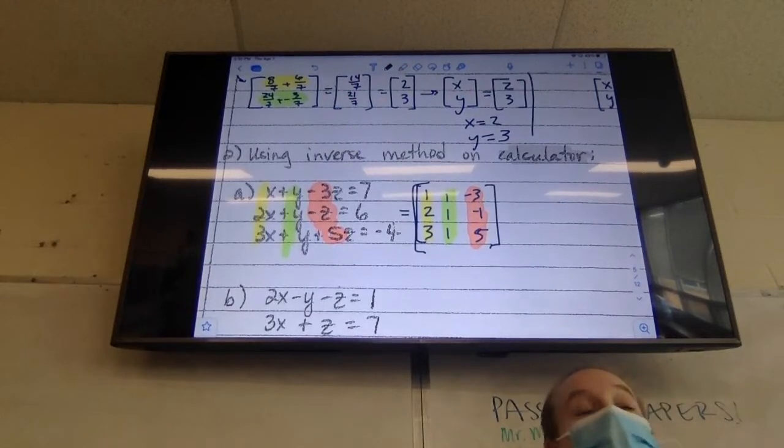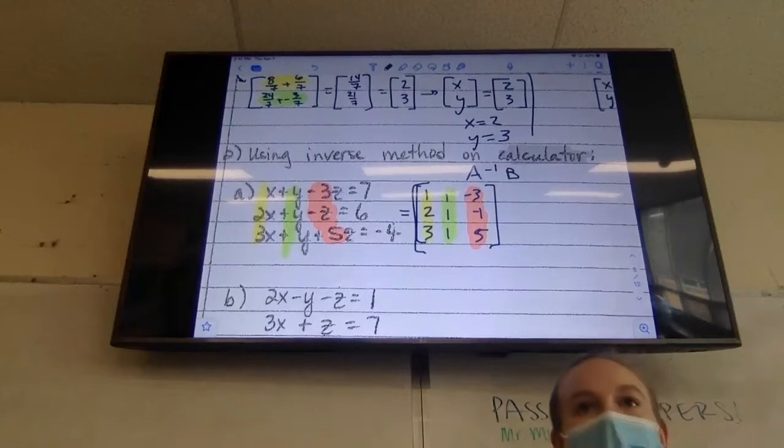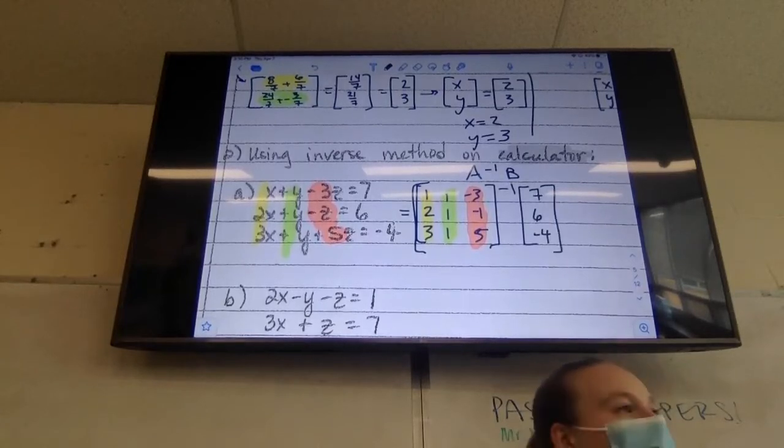You can write this like we have been writing it above. How I'm probably going to write this is literally what I want to write in the calculator. I want A to the negative first times B. So I'm going to write my A raised to the -1, and then write my B, my solutions matrix, which is the last numbers, 7, 6, -4. We're all okay with that, right?